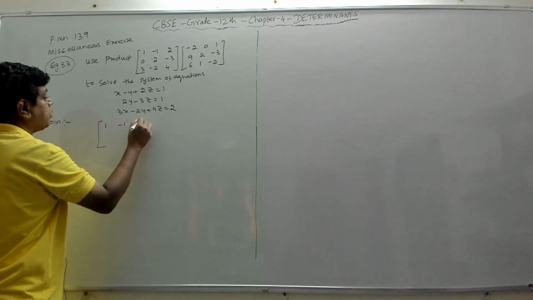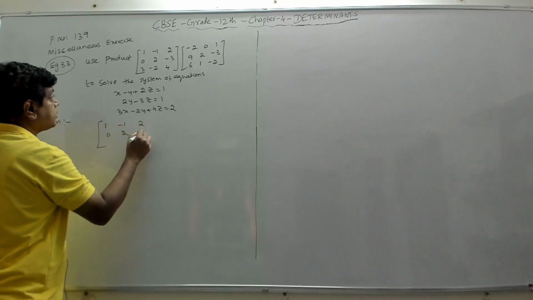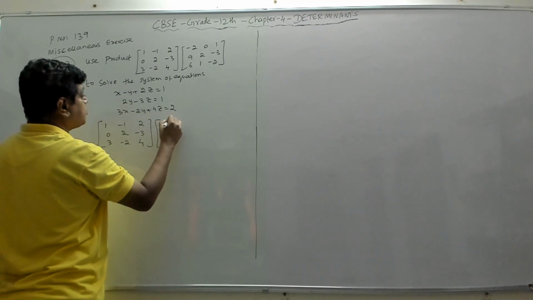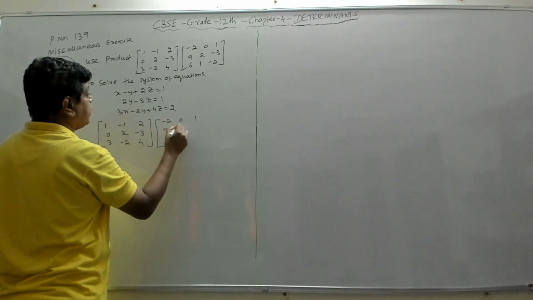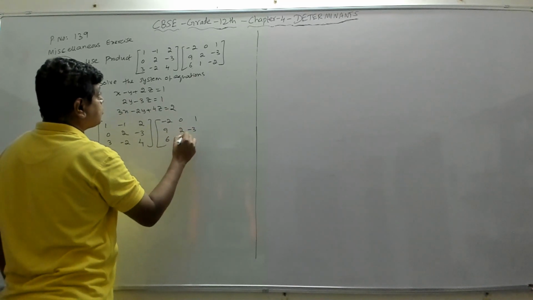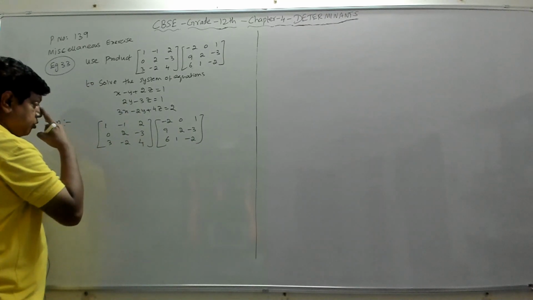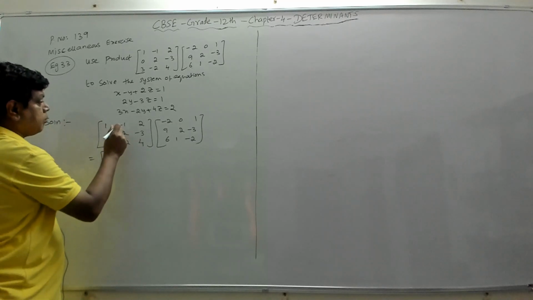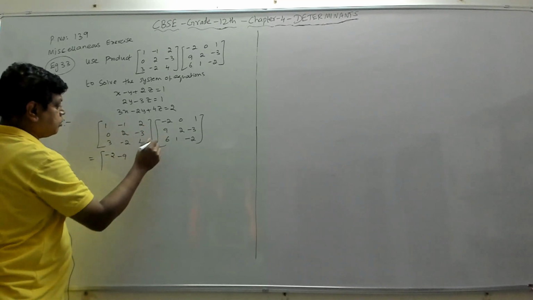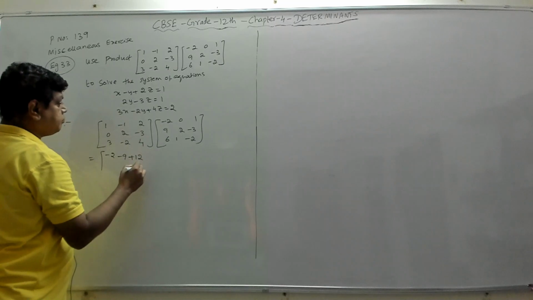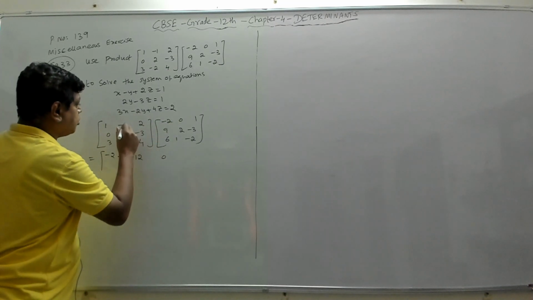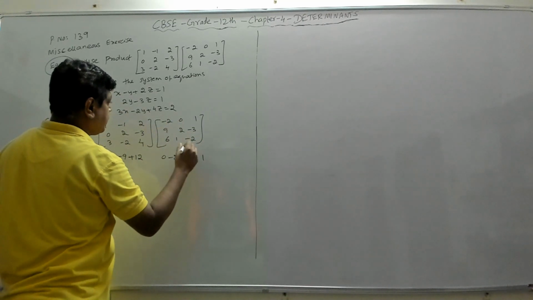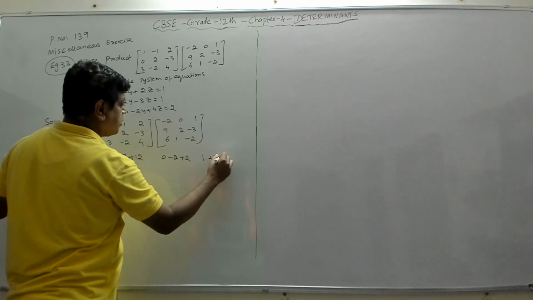1 minus 1 2, 0 2 minus 3, 3 minus 2 4, into minus 2 0 1, 9 2 minus 3, 6 1 minus 2. If you multiply them, what do we get? 1 into minus 2 is minus 2, minus 1 into 9 is minus 9, 2 into 6 is 12, and minus 1 into 0 is 0, minus 1 into 2 is minus 2, 2 into 1 is 2, then 1 into minus 1 is minus 1, this is plus 3 and this is minus 4.